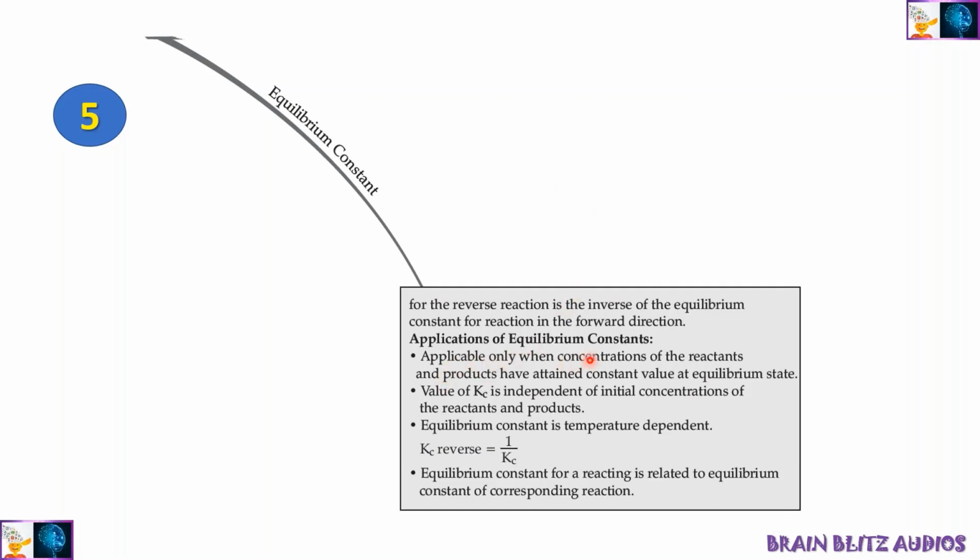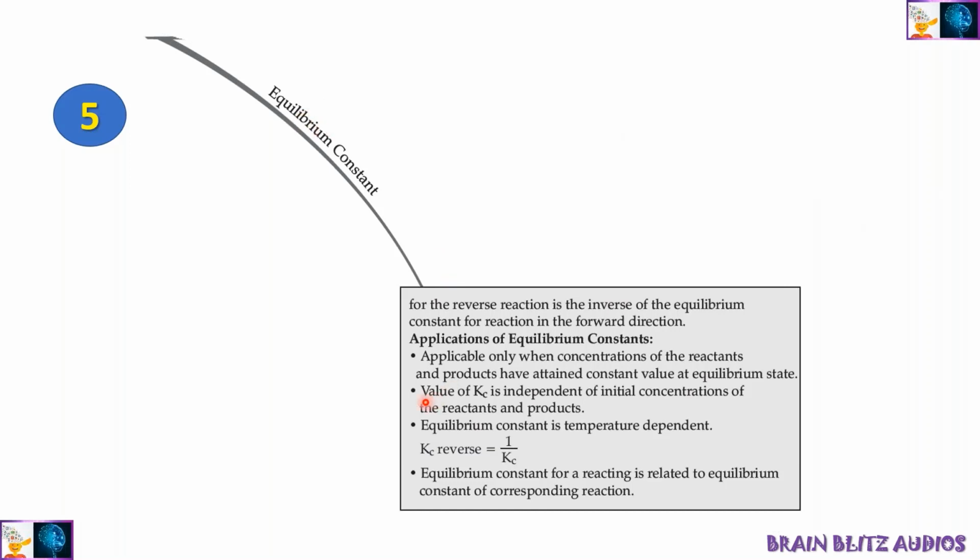Now, the applications of equilibrium constant are stated below. Equilibrium constant is applicable only when concentrations of the reactants and products have attained constant value at equilibrium state. So after we undergo a reaction and the reaction achieves its equilibrium state, the concentration then would be applicable to be calculated to get the equilibrium constant. So the reaction has to reach its equilibrium state before we can identify its equilibrium constant.